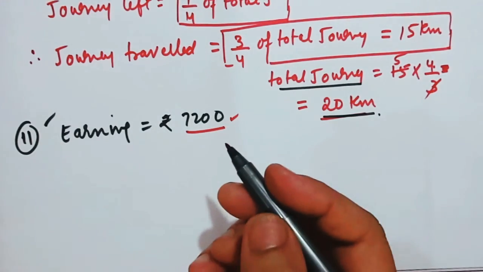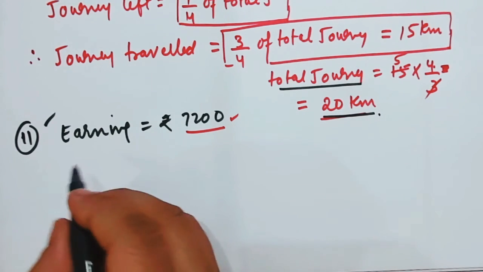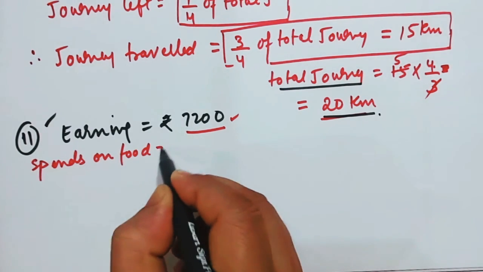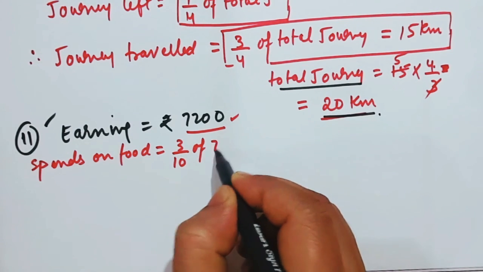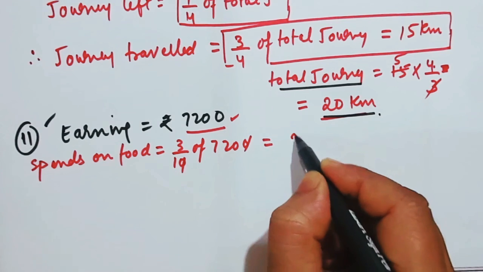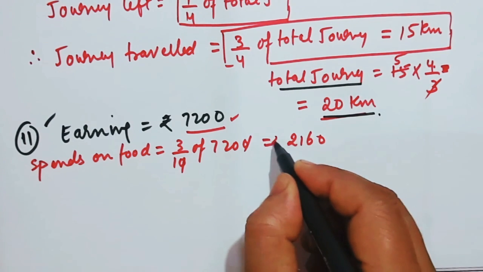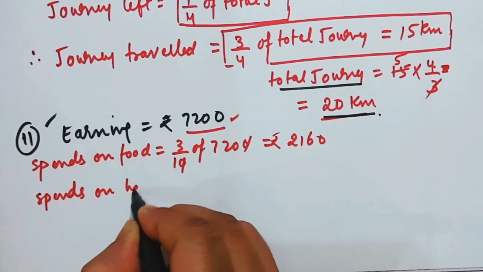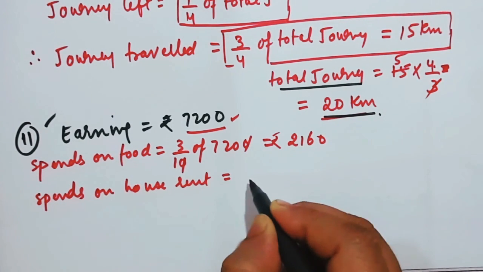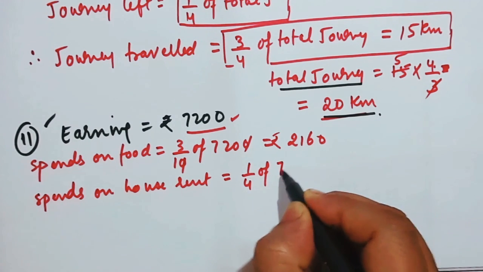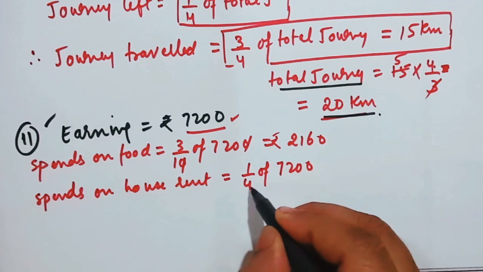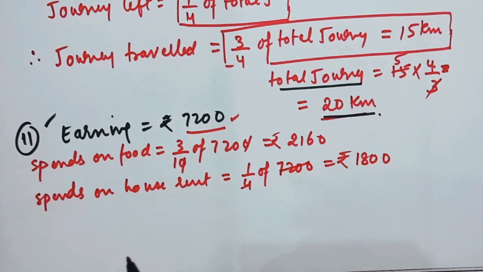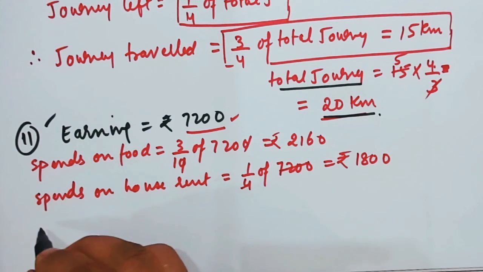Now they say that the man spends. After all, why do we earn money? To spend it and not just to save it. So the man spends on food. How much? Spends on food is equal to 3/10 of the total amount, which is equal to 2160 rupees. Then he spends on house rent also, which is equal to 1/4 of the total salary, 7200. So this equals rupees 1800.